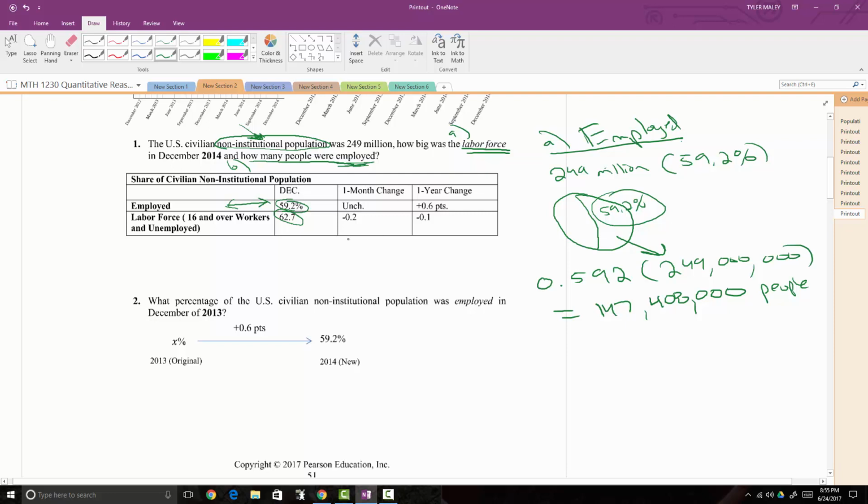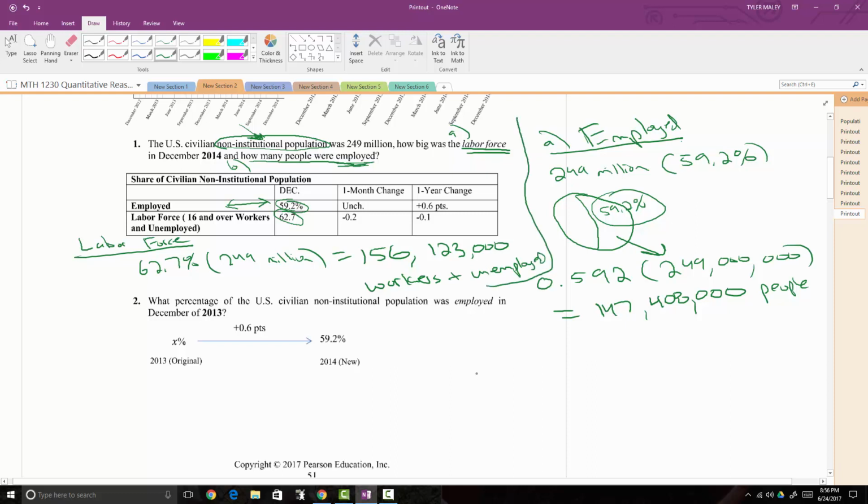So then the second part would be looking at, well, what's the labor force look like? Well, the labor force accounts for 62.7% of the 249 million. So if we multiply those together, you will get 156,123,000. So this would be how many workers there are plus unemployed. So workers plus unemployed.